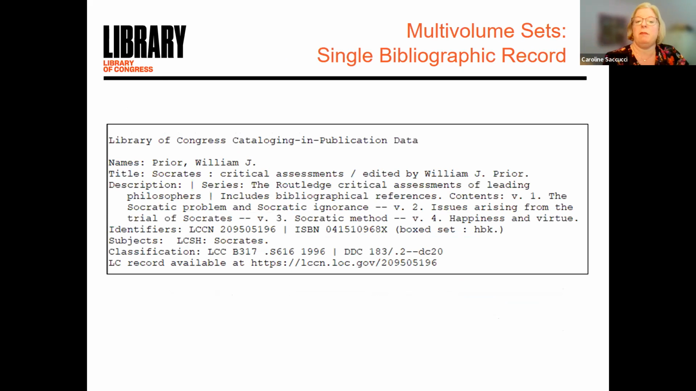And then when you would get the SIP data back, you would get it like this. There is the title, Socrates Critical Assessments. There is the series, the Routledge Critical Assessments of Leading Philosophers. There are the volume numbers, and there's the box set ISBN.